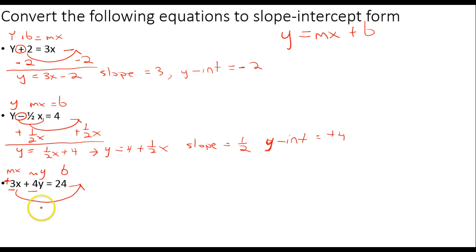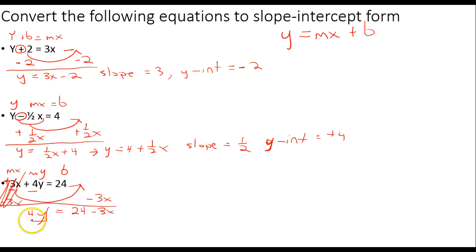So to move the 3x to the other side, we have to subtract. Whenever you move a term, like a coefficient and a variable, you're moving the whole thing to another side. You're either adding or subtracting, always. So we're subtracting the 3x. Remember, you got to do it to both sides. You got to keep it equal, left and right. So we got 4y because the 3x's go away. They cancel. Equals 24 minus 3x.